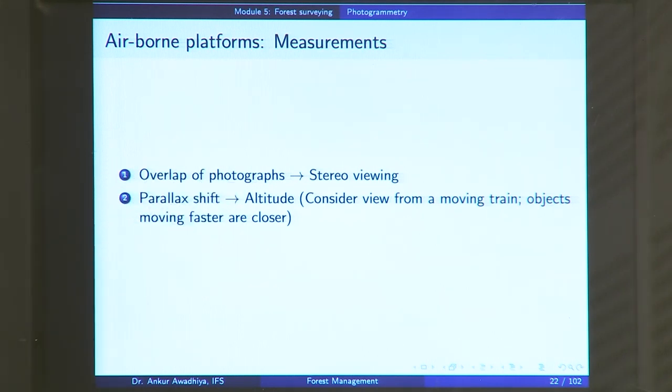Now, in the case of parallax shift, you can consider that when you are moving on a train journey and you look outside the window, the trees that are closer to you appear to be moving at a much faster speed as compared to the trees that are at a far off distance. This sort of information is made use of when you are processing the images, because when the aircraft is moving over an area, if there is a greater amount of change in the photograph, then probably that object is closer to the aircraft, whereas if there are lesser changes in the images, then those objects are at a greater distance from the aircraft.